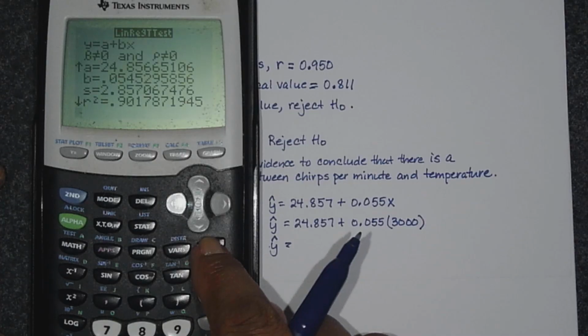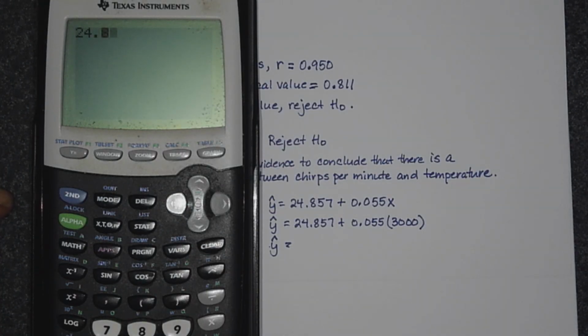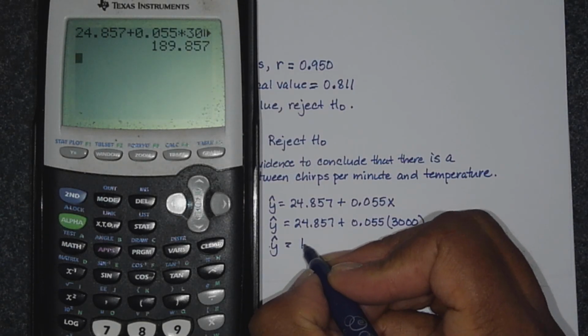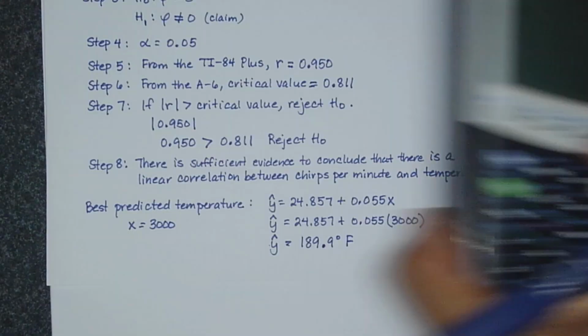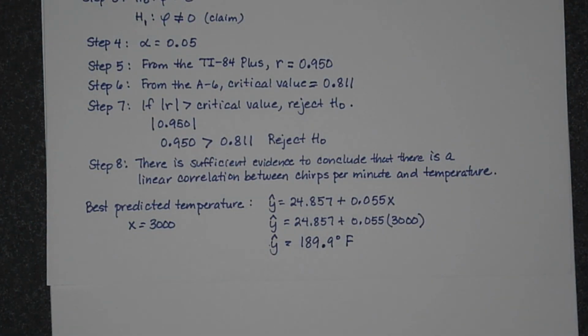So using the calculator, let me clear. 24.857 plus 0.055 times 3,000. One too many zeros. And if I was to round this off, let's say to one decimal place, it would be 189.9 degrees Fahrenheit. So the best predicted temperature would be 189.9 degrees Fahrenheit. And that temperature is kind of unrealistic in reality.